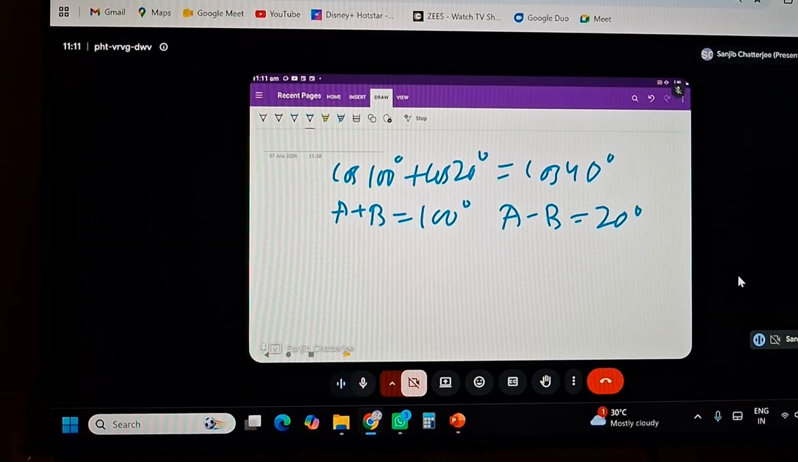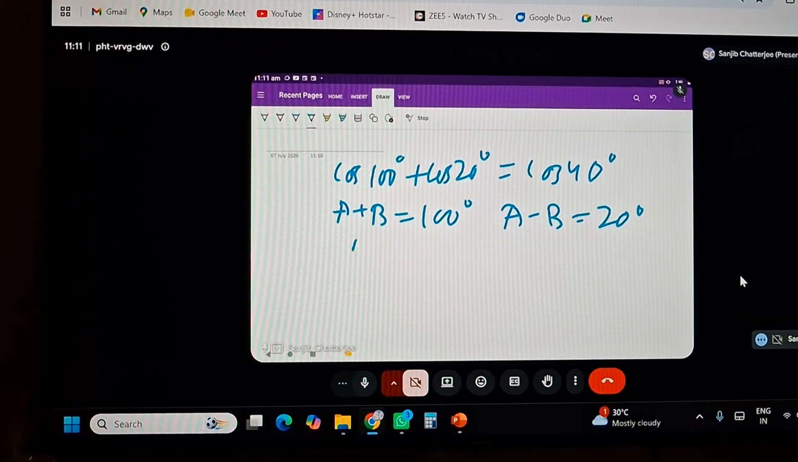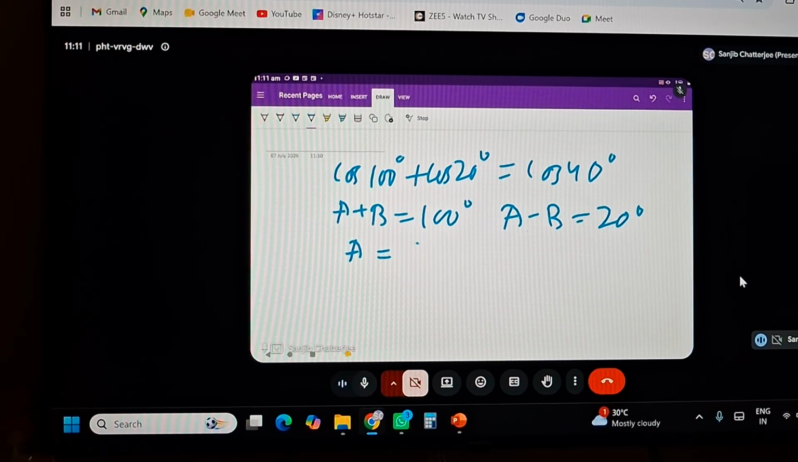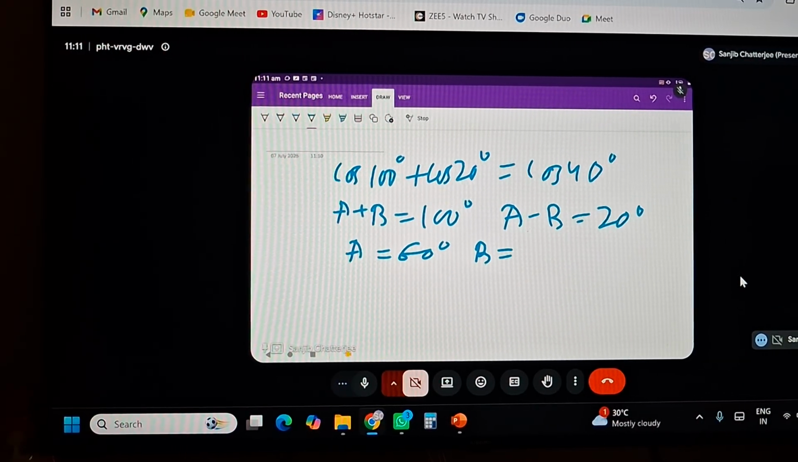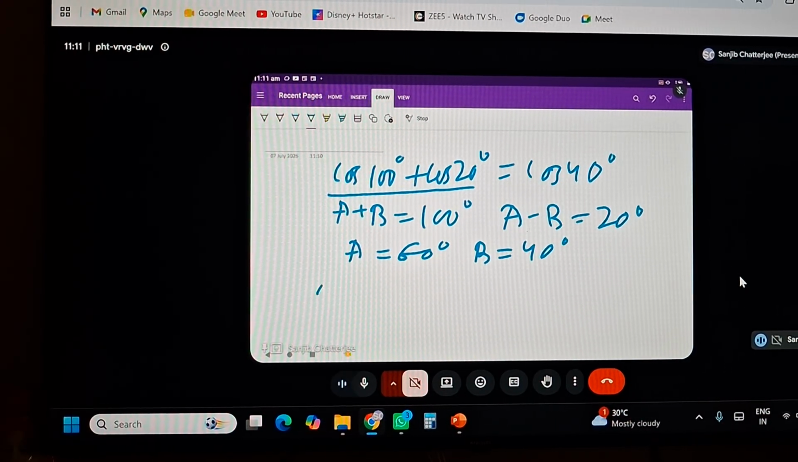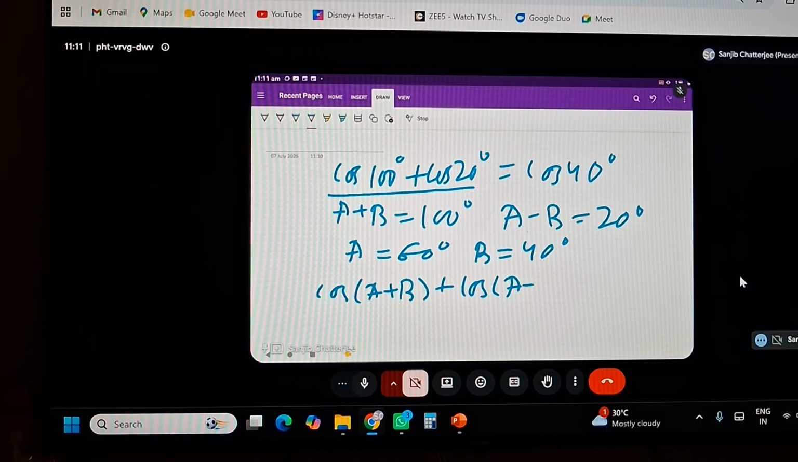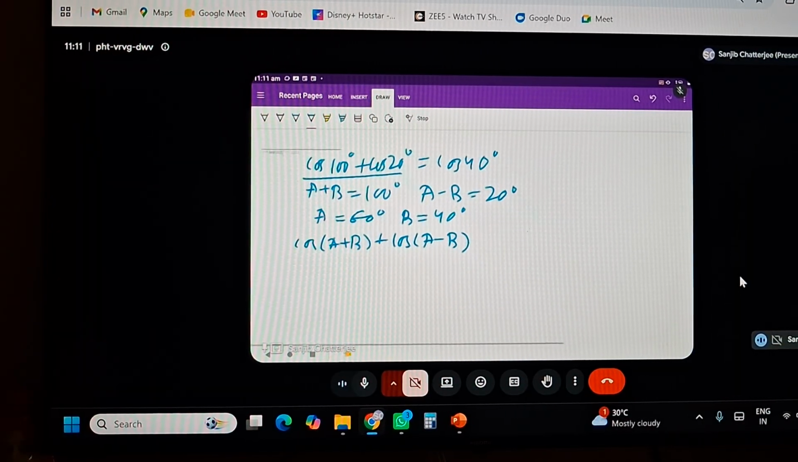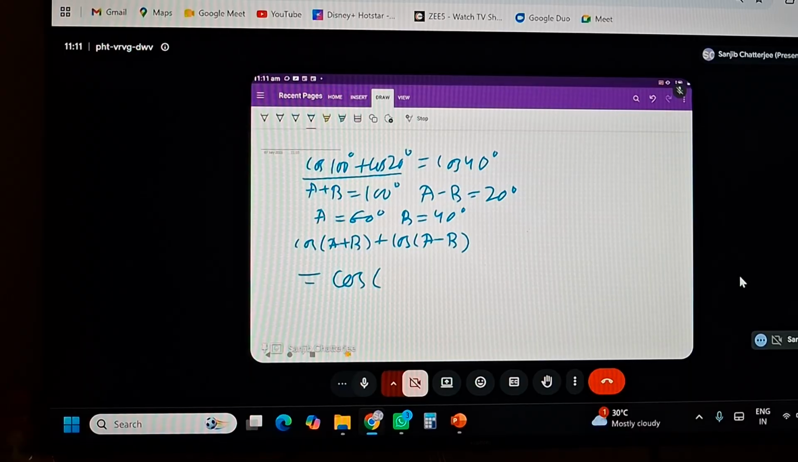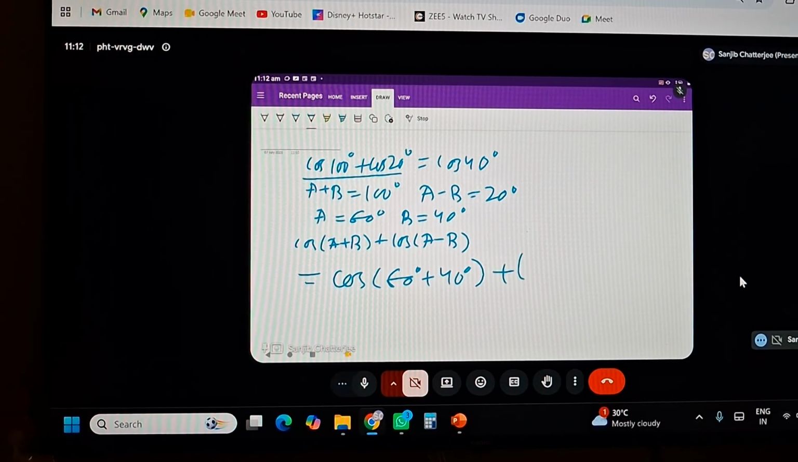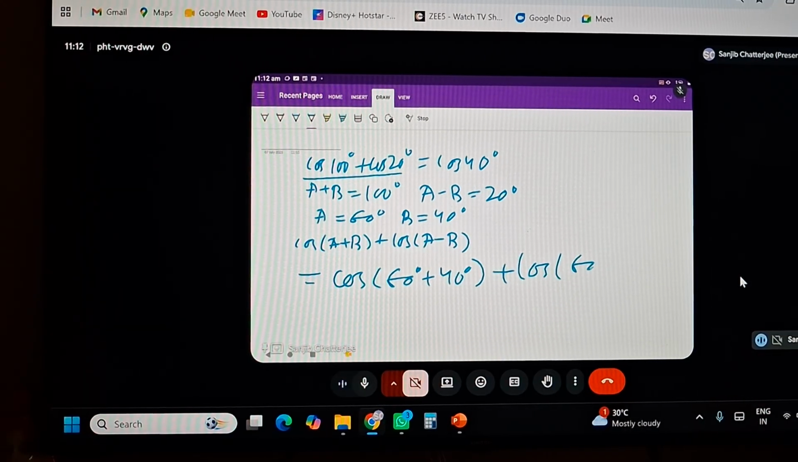Fine. So what will be the value of a here? A will be 60 degree, I believe, right? A will be 60 degree and b will be 40 degree. Fine. Now this will be like cos of a plus b plus cos of a minus b. So that means cos of 60 degree plus 40 degree plus cos of 60 degree minus 40 degree.